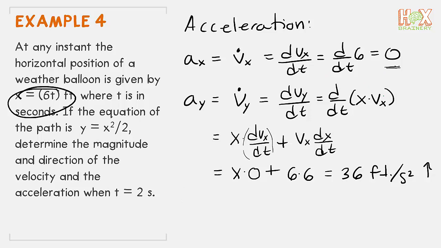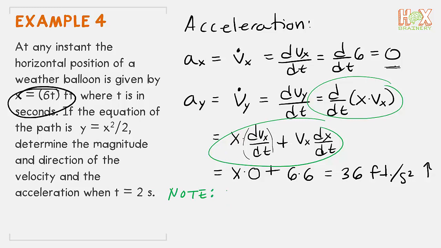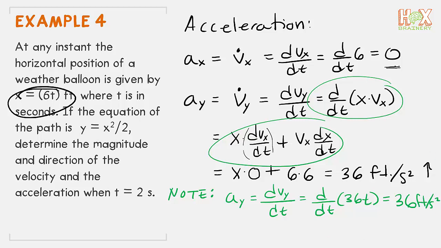Now, if you don't like what I did here with the product rule, there is an alternative way, so I'm going to make a little note here like I did earlier. So if I want to find a sub y and I don't want to use the product rule, then this is how I'll do it. From the last note I made, we found v sub y and it was 36t. So it was in terms of t, so then I just take the derivative like I normally would, so I just get 36. And then this is feet per second squared, and I get the same answer.